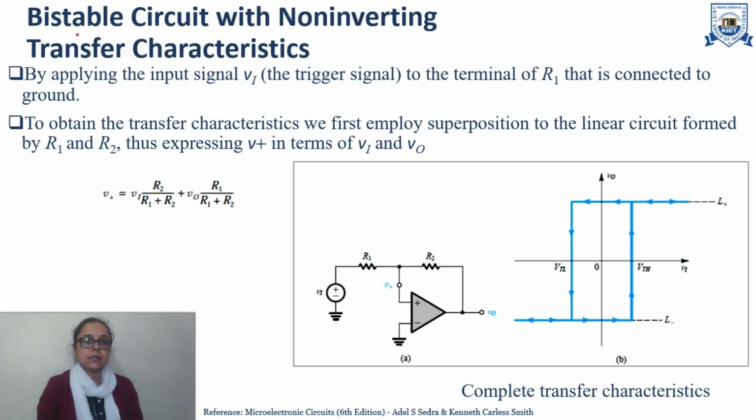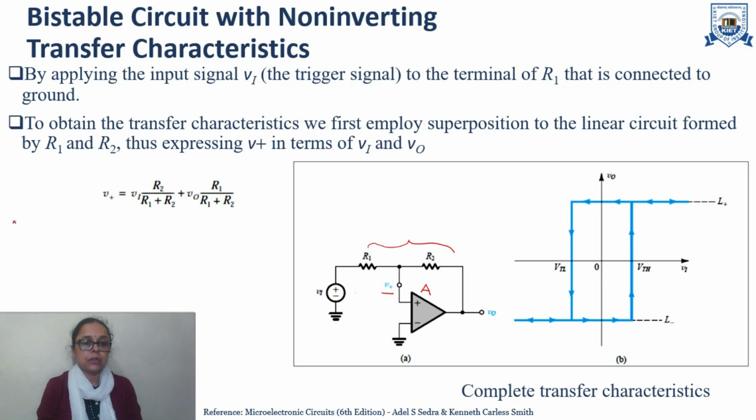So, till now we have discussed the bistable circuit with inverting transfer characteristics. Now, we will discuss the bistable circuit with non-inverting transfer characteristics. Now, here in this diagram we can see this is the non-inverting amplifier. Why am I saying this is a non-inverting amplifier? The input is applied at the positive terminal, so it is non-inverting, and this R1 and R2 provide the positive feedback to the circuit. This is the amplifier with gain A. This is the positive terminal voltage V plus and the negative is at ground terminal.